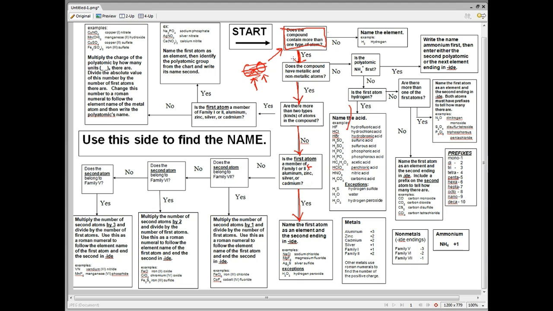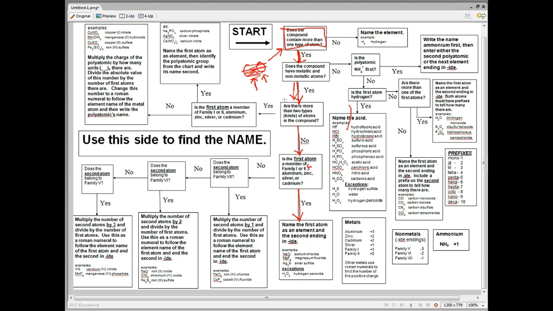Does the compound have metallic and non-metallic atoms? Alright, this time we have barium, sulfur, and oxygen. Barium's a metal, sulfur and oxygen are nonmetals. So we do have both. So once again we head down.